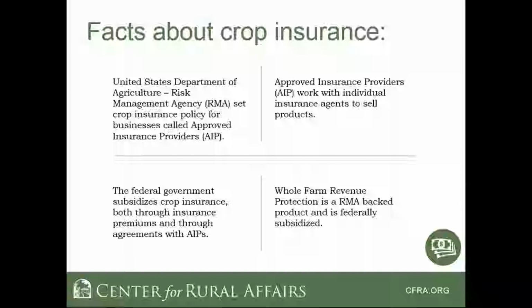Another thing to know is that crop insurance is subsidized by the federal government in two ways. One is in the premium, the part that you pay. Those premiums are subsidized so that you end up paying a lower amount, and the amount of subsidy varies by policy, and we'll get into that a little bit more. And then another way that crop insurance is subsidized is that the AIPs also receive a subsidy through an agreement. Whole farm revenue protection, which we're talking about today, is an RMA-backed product and is federally subsidized.